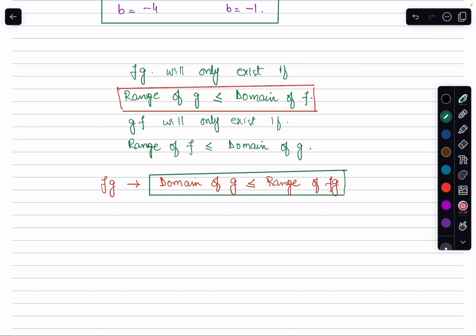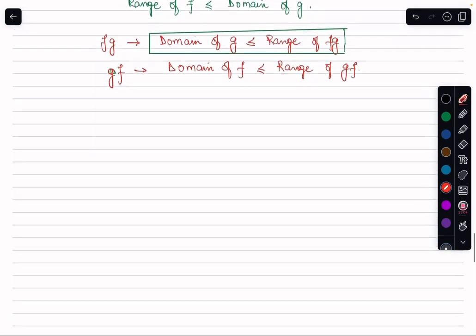In other words, if the question was in terms of gf, let's change the order. Let's say it's the function gf. Then in this case, I should know that it's the domain of f, which should be less than or equal to the range of gf. So let's do questions regarding the two conditions here.